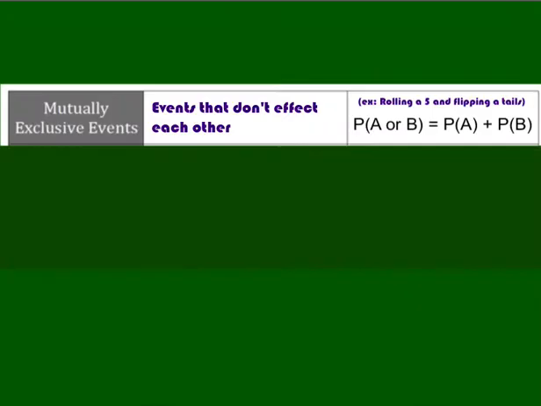All right, let's talk about mutually exclusive events. Mutually exclusive events are events that do not affect each other. For example, if I'm rolling a dice and flipping a coin, those events don't affect each other. Because the two things are separate, we can simply add the probabilities together, like we did in problems 1 and 2. That's what we're working on today. We're going to focus on mutually exclusive events where the two events do not affect each other.